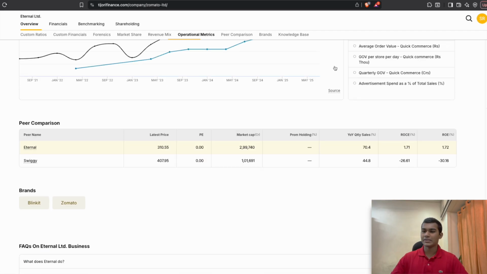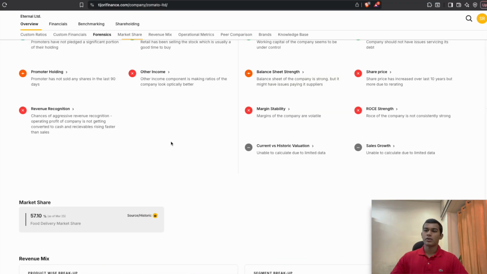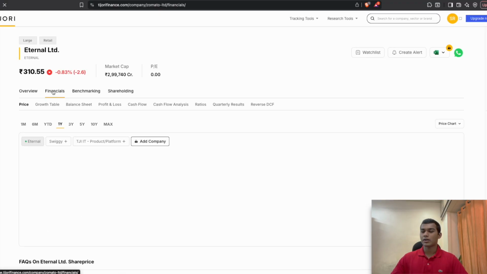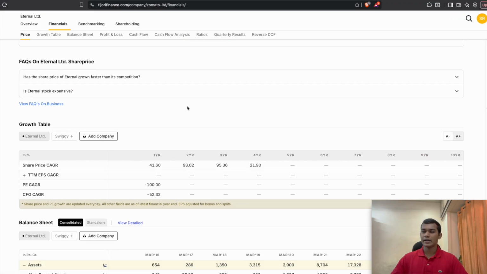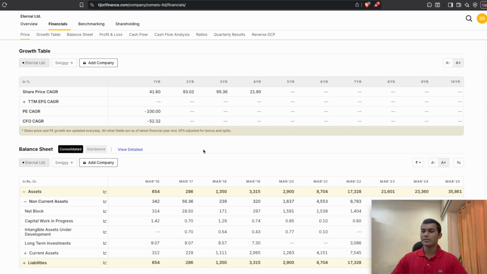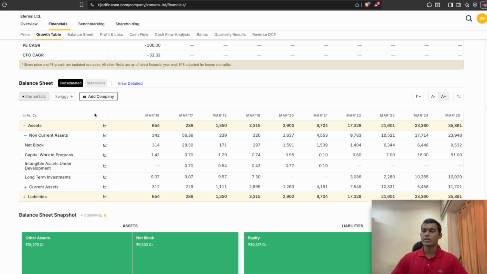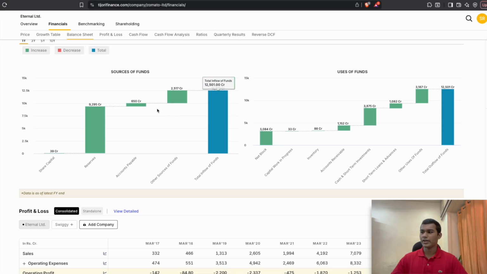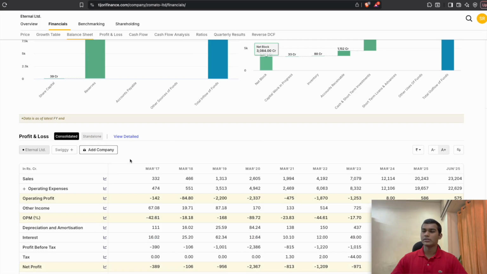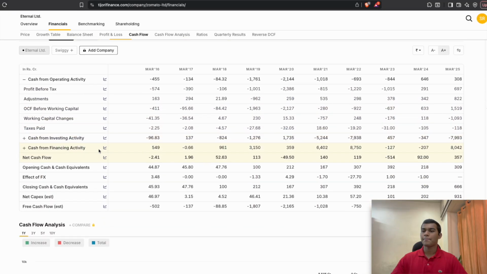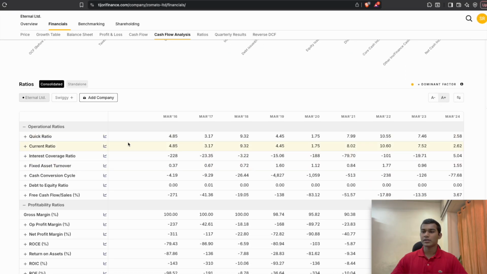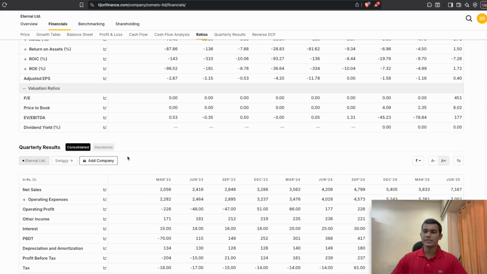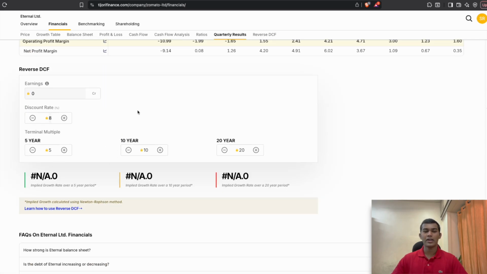And then there's a peer comparison as well. Then you can also go to the financials to understand the company: share price CAGR, EPS CAGR, PE CAGR, CFO CAGR. We'll understand all of these going forward. Then there's the balance sheet. A good thing about Tijori is that it provides everything pictorially, so it becomes very easy to understand. Then there's the cash flow analysis, then profit and loss, then cash flows. Then there are different types of ratios for this company, and then quarterly results. Then reverse DCF. This is also very good to analyze.